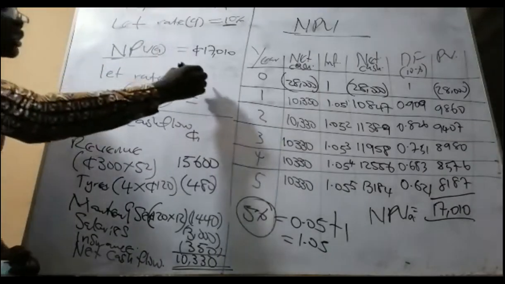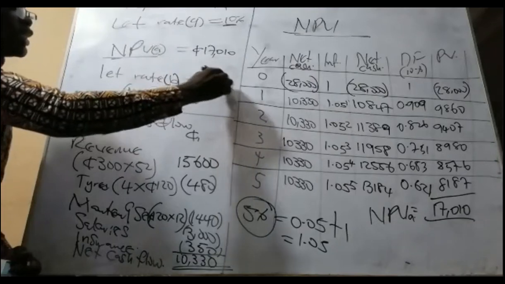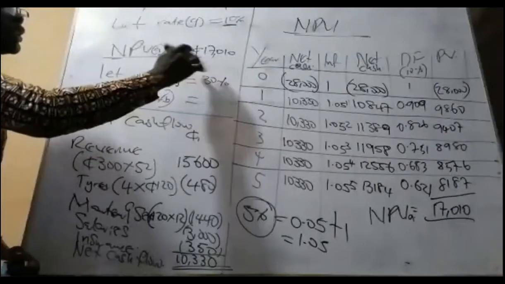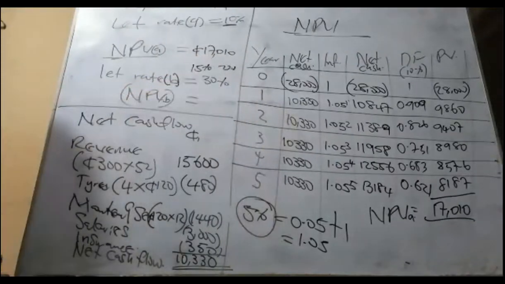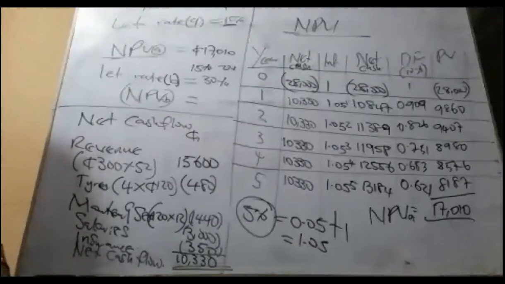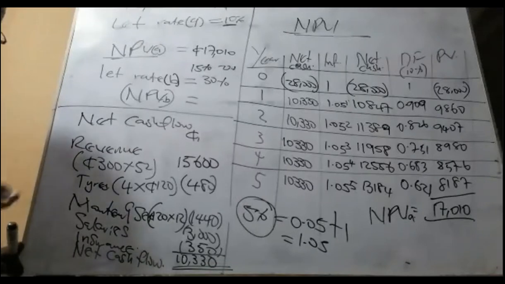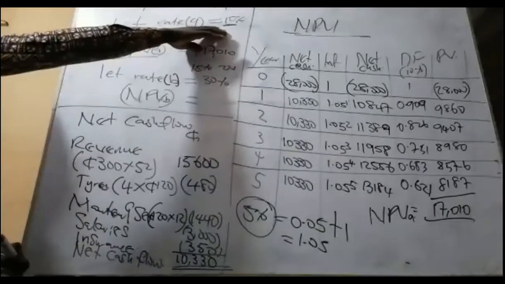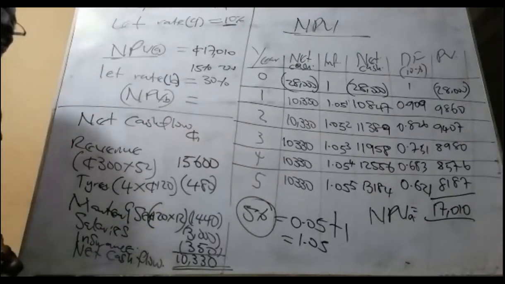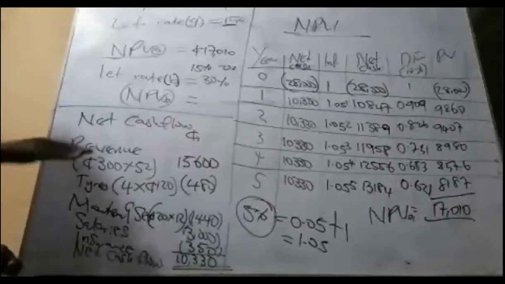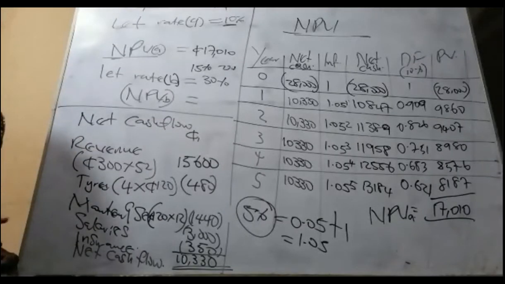So let rate B be, let's say, 30%. You can select 20. In fact, from 15 going, 15%, 20%, 30, any. Any one that you select, you get the same answer. Just that you have to obey the principle that says that if the first NPV is positive, select a rate which is higher than the first one. If the first NPV is negative, then select a rate which is what? Lower. Good. And then you are done.